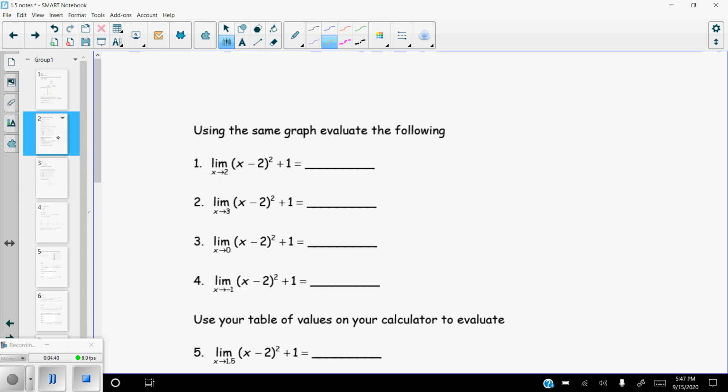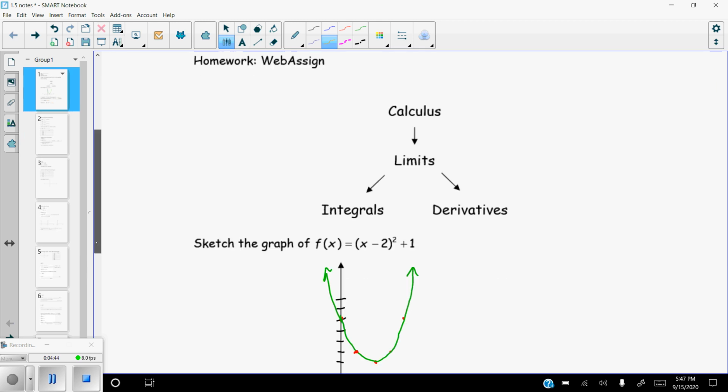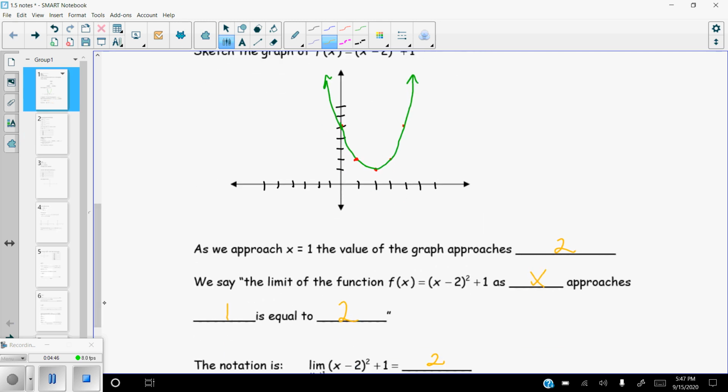So let's go back to the graph. The first one is x approaches 2. As x approaches 2 on our graph, so let's see, as x gets closer and closer to 2 on our graph, it looks like the y value here is approaching 1. And again, I'm hoping that you can see this. I'm going to try and sketch this in there.